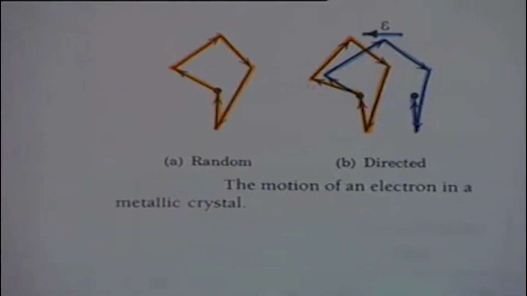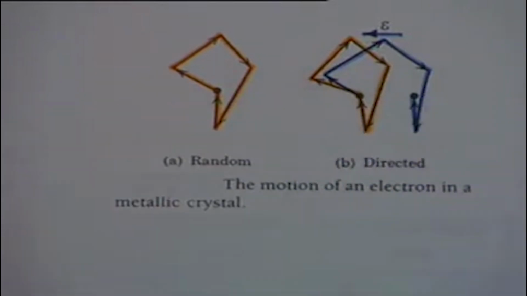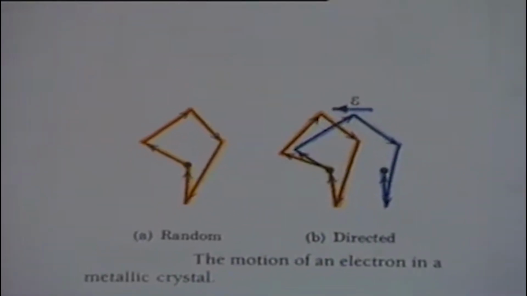Is that okay? Now, this being a restricted motion, if you observe this for a sufficient interval, then one concludes that what the electric field does is to impart a certain velocity, called the drift velocity, in the direction opposite to that of the electric field.